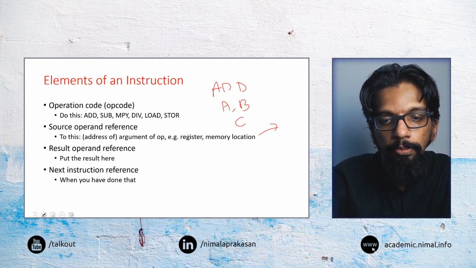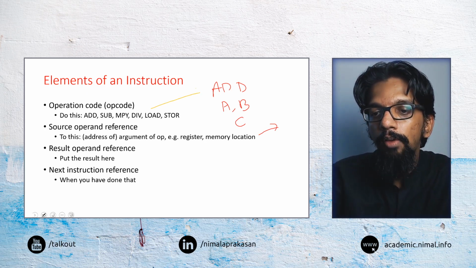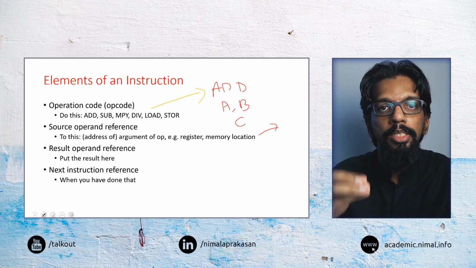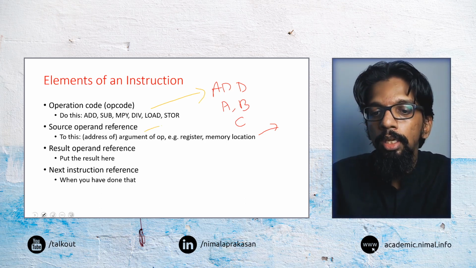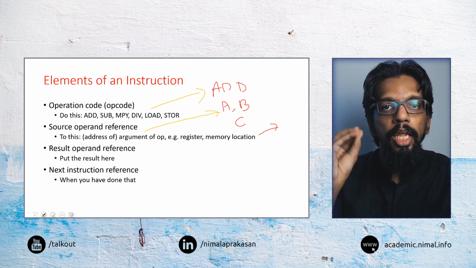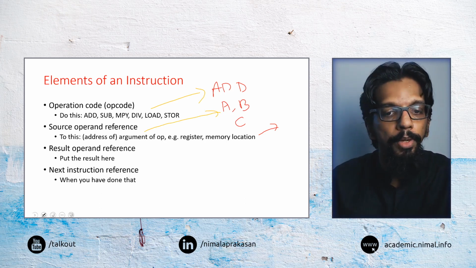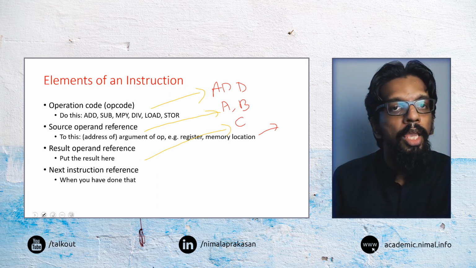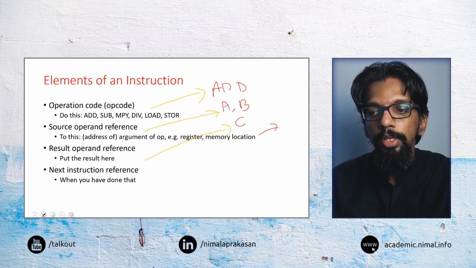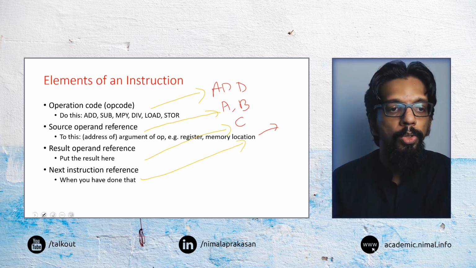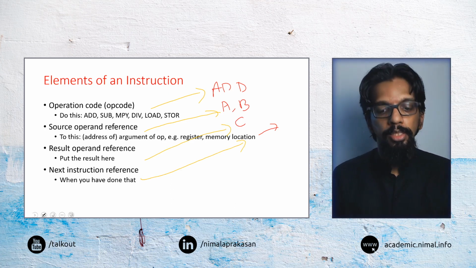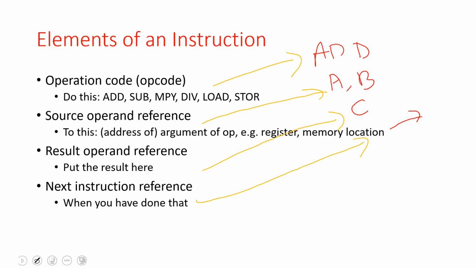So the basic things we will have is the operation code that is specifying what the instruction is doing, then some source information, that is the input information for that particular operation. Then we can also specify where the output needs to be stored, and sometimes we may also have a way to specify what is the next instruction. So those are the basic elements of an instruction: operation code, operands, both source operands and result operands, and next instruction reference.